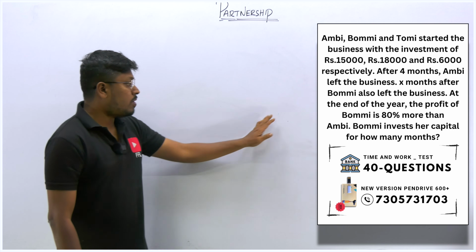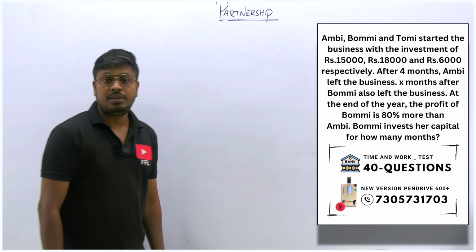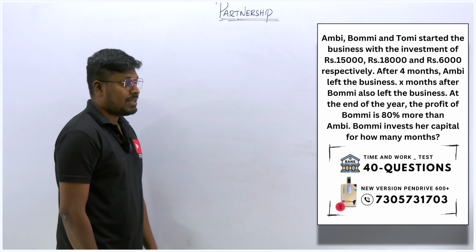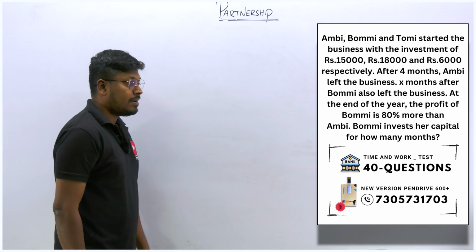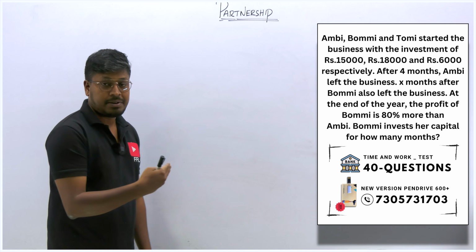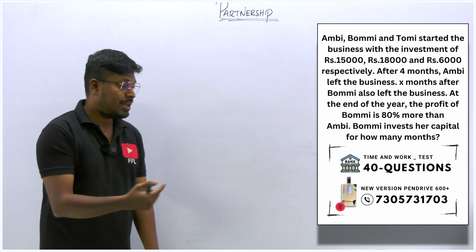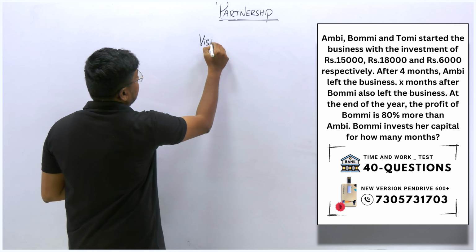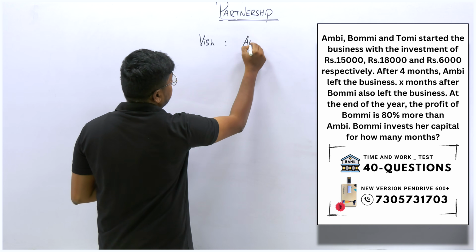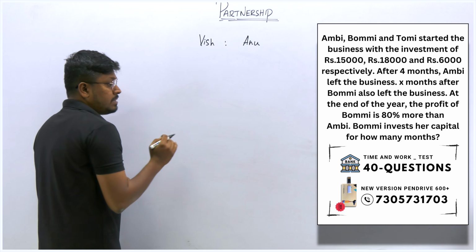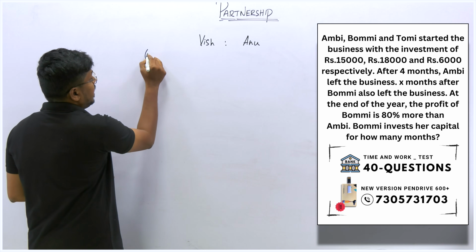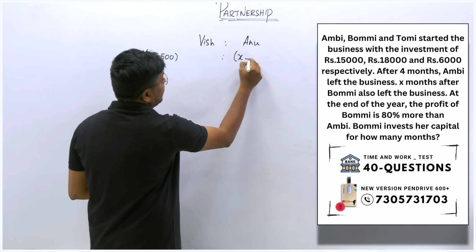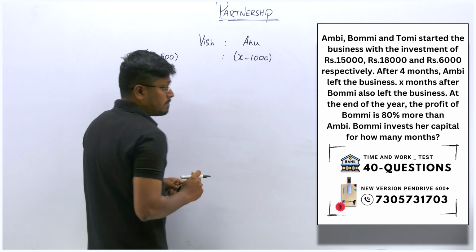Friends, now let me move on to the next set of questions on the topic partnership. Vishnu and Arun started a business with investments of x plus 500 and x minus 1000 respectively. The value was not directly given. There are two persons, Vishnu and Arun, where the first person's investment was x plus 500, and the second person's investment was x minus 1000.